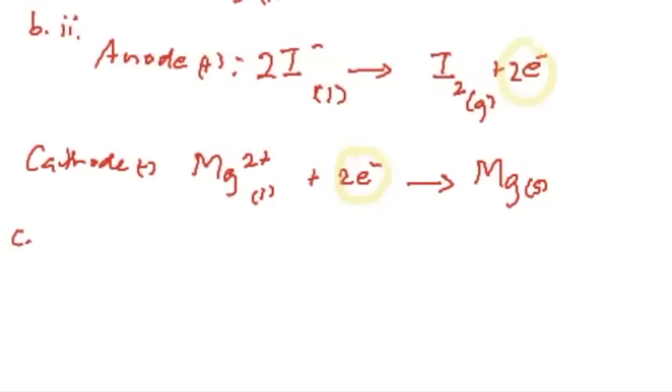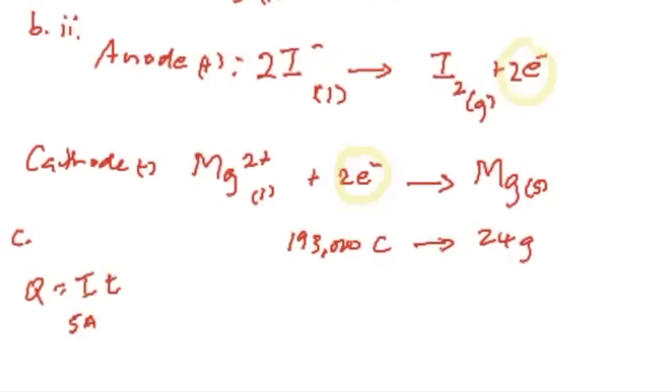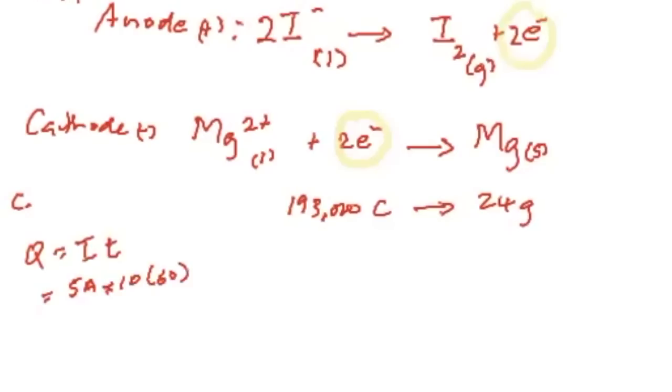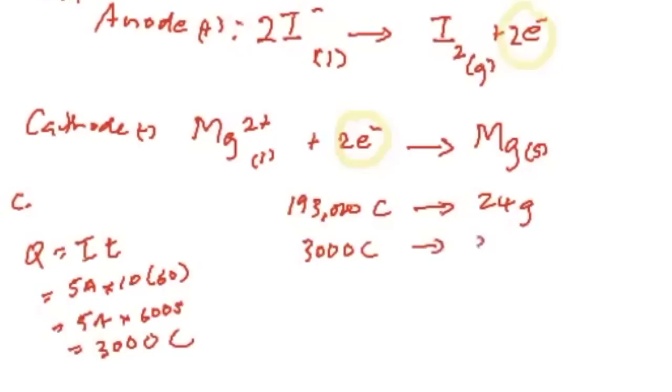So from this, we can write 2 times 96,500 coulombs. That's 193,000 coulombs. Liberate 1 mole of magnesium, which has a mass of 24 grams. That's our statement. So we want to know when 5 amperes flow for 10 minutes. 10 minutes is the same as 600 seconds. So Q equals I T. 5 amperes times 10 times 60. That's 5 amperes times 600 seconds. 5 6s are 30. So that will give us 3,000 coulombs.